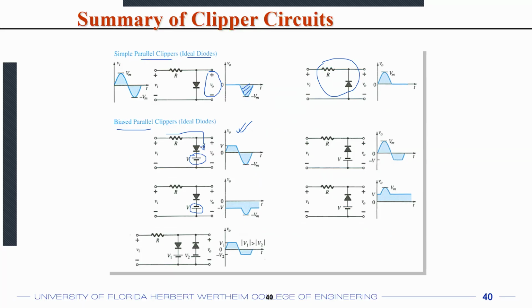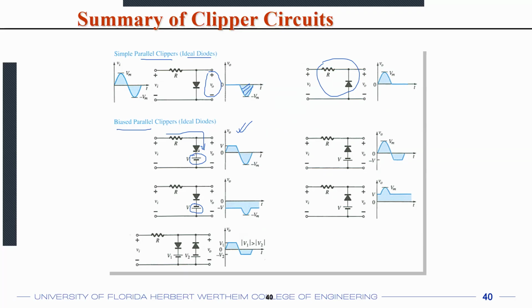If this is an ideal diode, the diode will start conducting as soon as it gets any voltage a little higher than 0. So let's say you have 0.1 volt. If you have 0.1 volt at the input, the diode will start conducting. Of course, you have this voltage V connected, and what that will mean is that if you have a voltage V or below a voltage V, the diode will conduct.